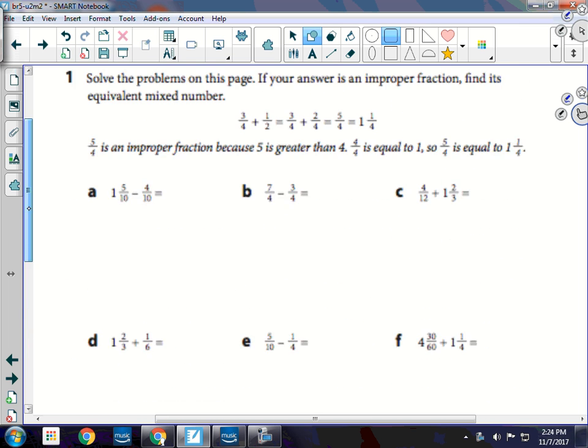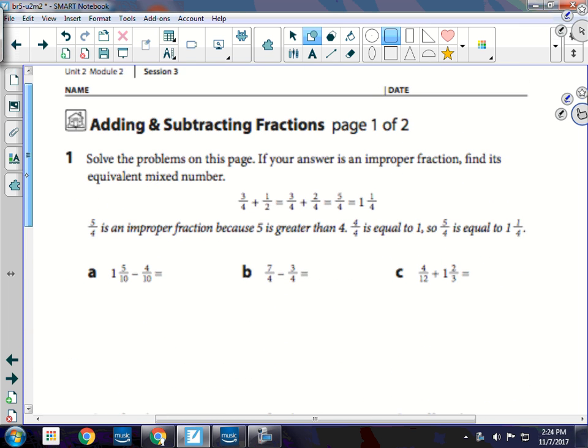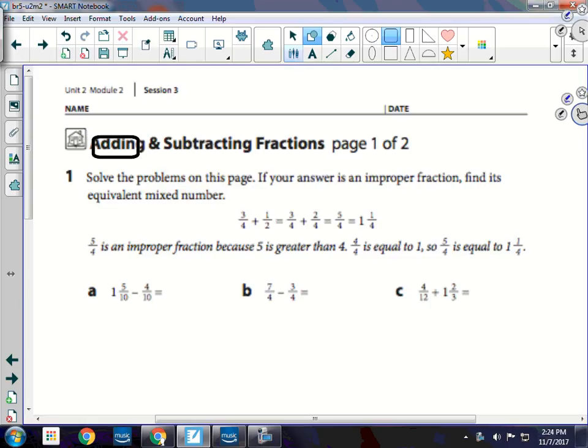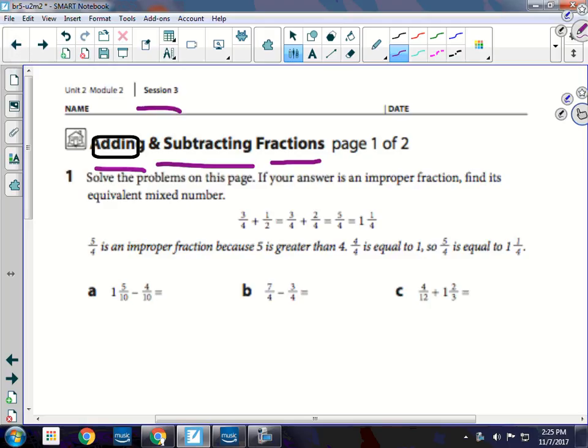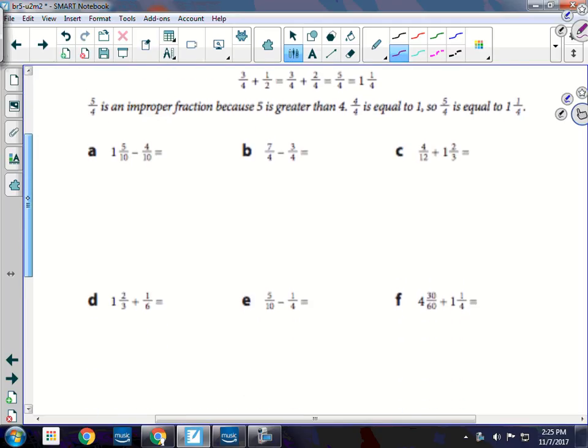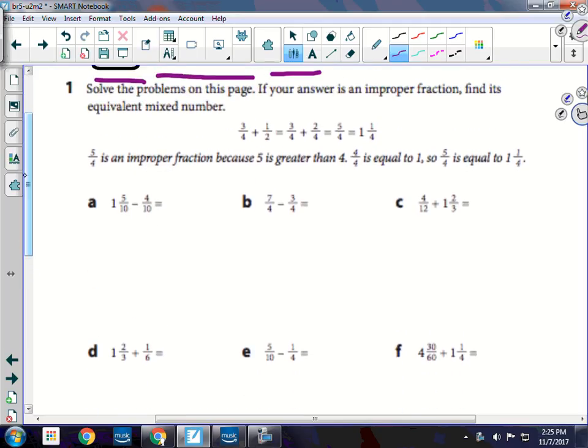And on page 27, they're asking you to do some adding and subtracting of fractions. There are 2 pages we have here, so make sure you put your name and date. Today would be 11/7/17. And if we scroll up a little bit here, let's take a look at our example.